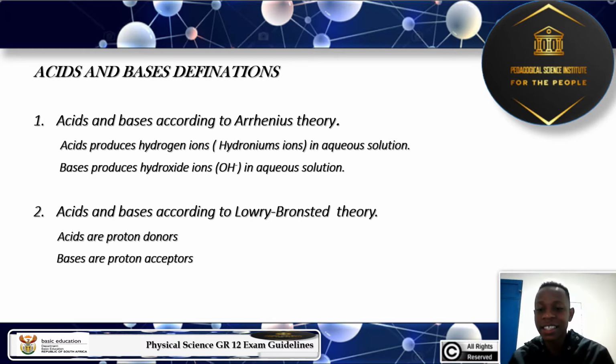So this is the whole story. Arrhenius says they produce hydrogen ions when they're in aqueous solution. Then Lowry-Bronsted says, no man. Yes, they do produce hydrogen ions when they are in aqueous solution, but they donate that hydrogen. So Lowry-Bronsted theory is saying acids are proton donors. Which proton are they talking about?